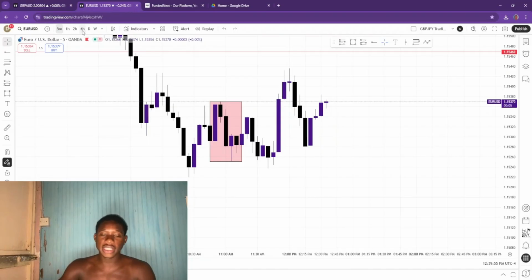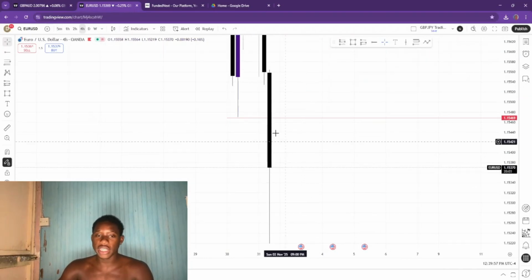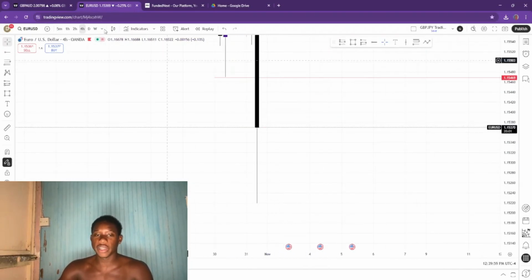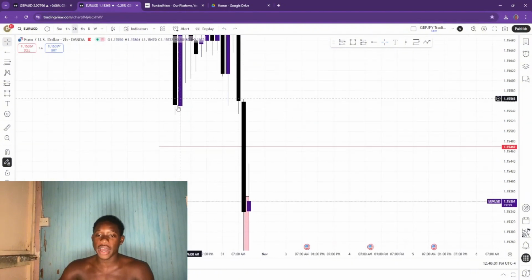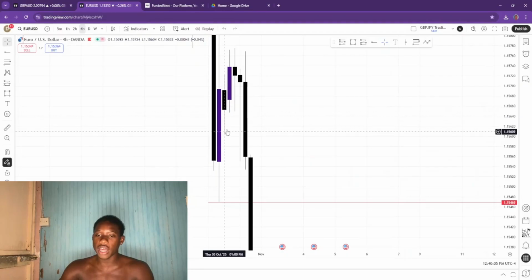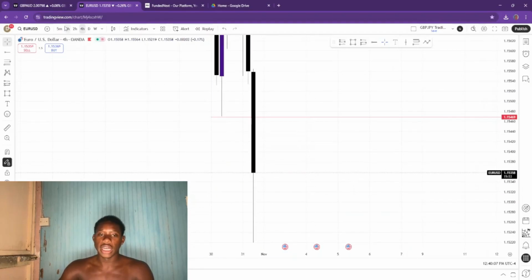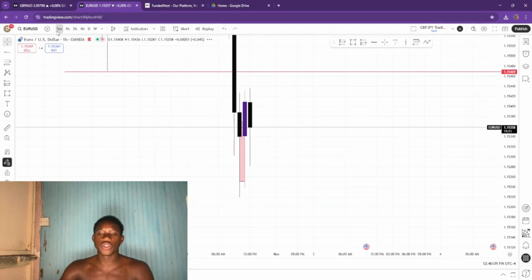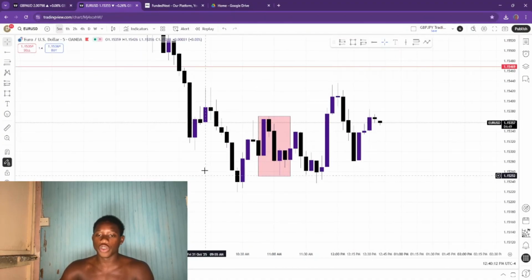So, on Euro USD, same thing. The 4 hours was in a downtrend. You could actually see it right now because price is still in a downtrend. 2 hours in a downtrend. Why? Because it broke below that low. The 4 hours in a downtrend. Why? Because it broke below that low and that low. And then the 1 hour was also in a downtrend. So I'm looking for downtrend trades also on Euro USD.